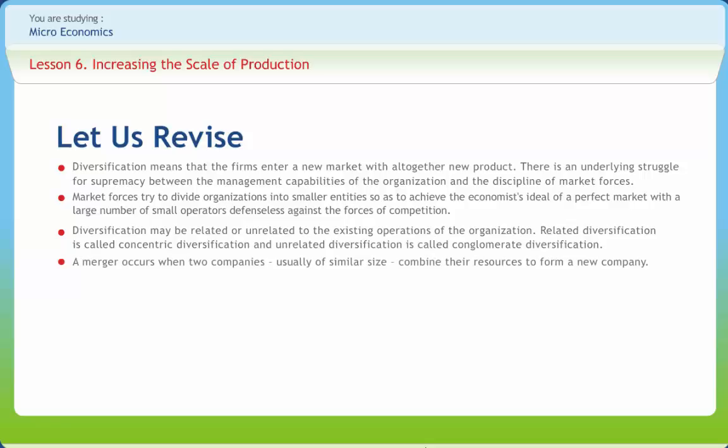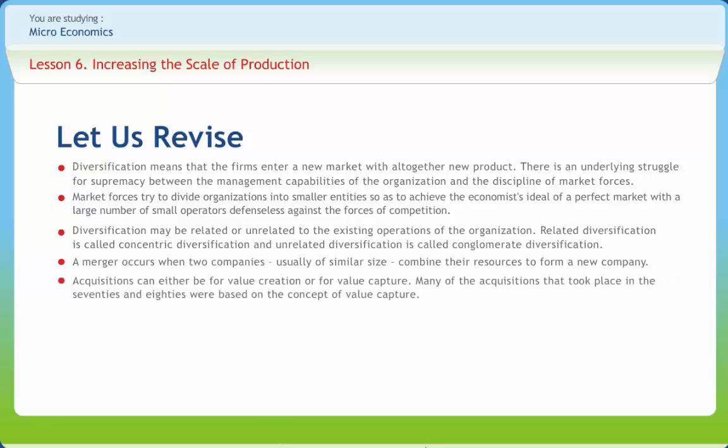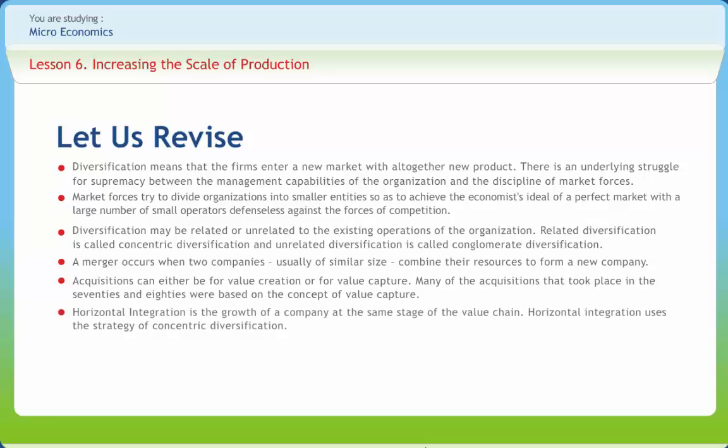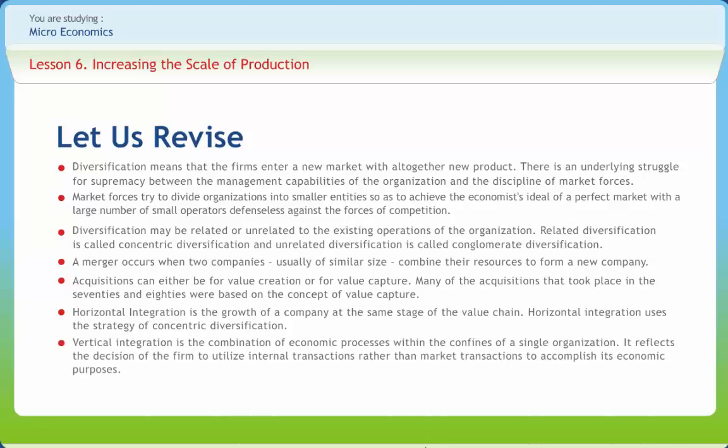A merger occurs when two companies, usually of similar size, combine their resources to form a new company. Acquisitions can either be for value creation or for value capture. Many of the acquisitions that took place in the 70s and 80s were based on the concept of value capture. Horizontal integration is the growth of a company at the same stage of the value chain. Horizontal integration uses the strategy of concentric diversification. Vertical integration is the combination of economic processes within the confines of a single organization. It reflects the decision of the firm to utilize internal transactions rather than market transactions to accomplish its economic purposes.